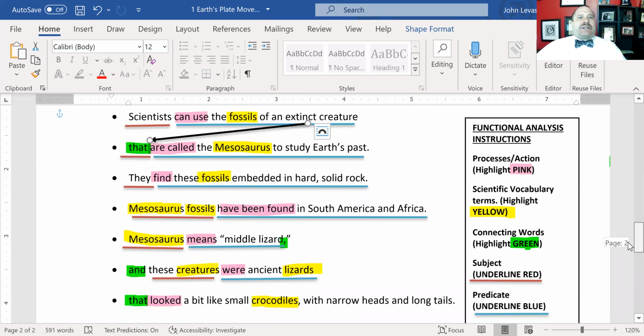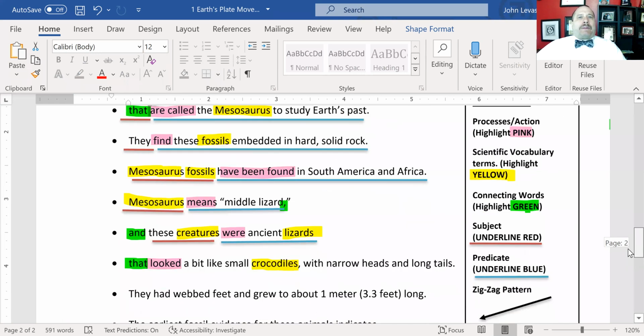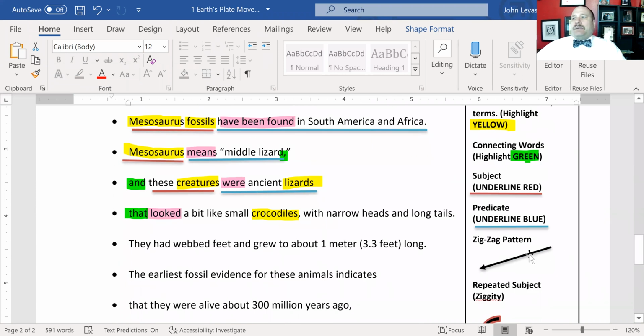And let's see if we can see another one quickly. Here's another one. Ancient lizards that looked like. So what does that mean? That means ancient lizards. So we have these creatures, the subject, were ancient lizards. That's the information about the creatures. A piece of that information was brought down and it becomes the new subject.